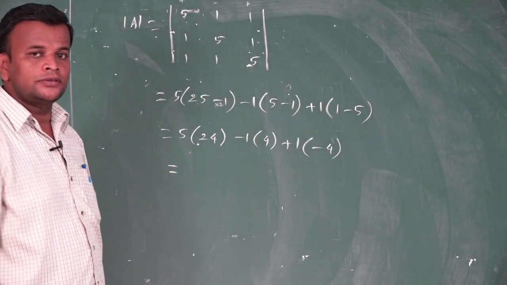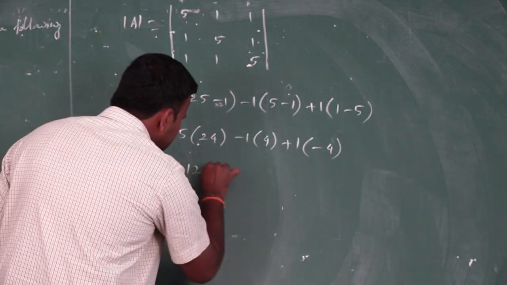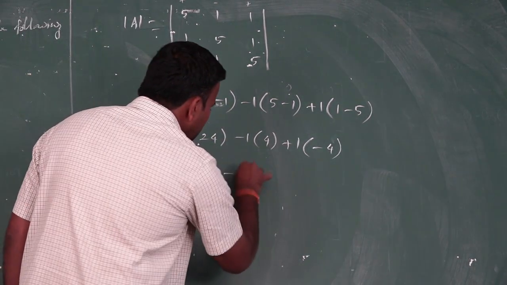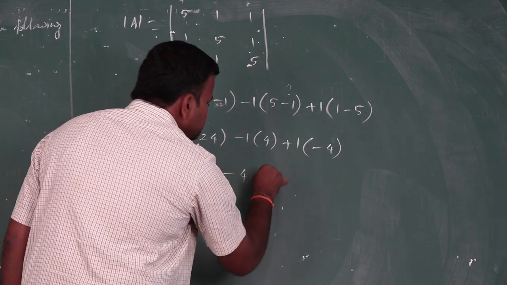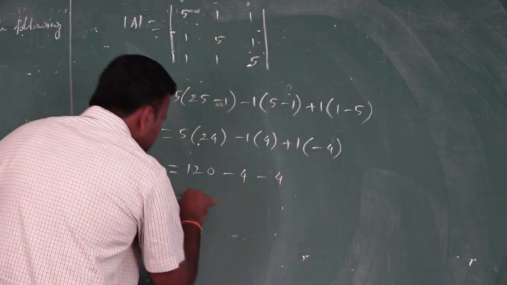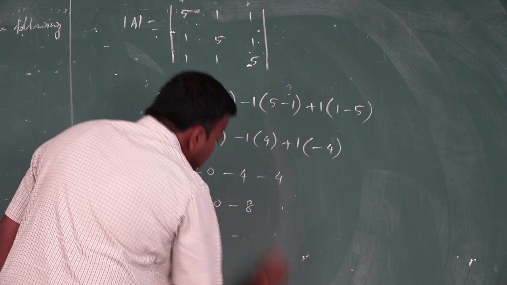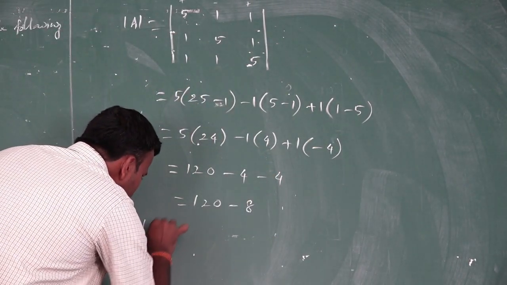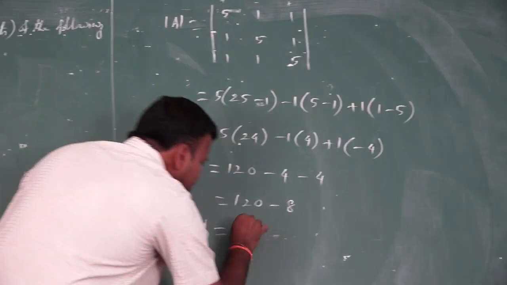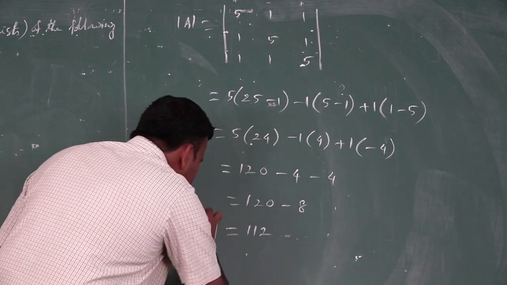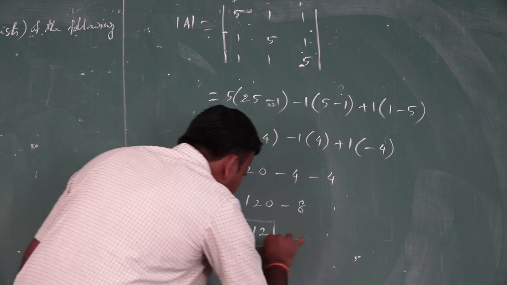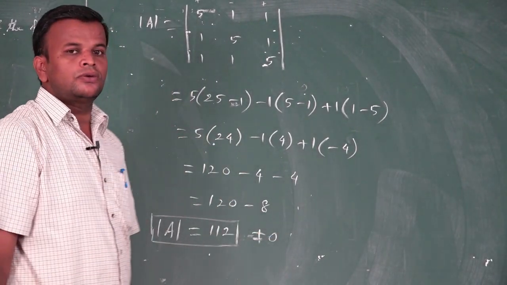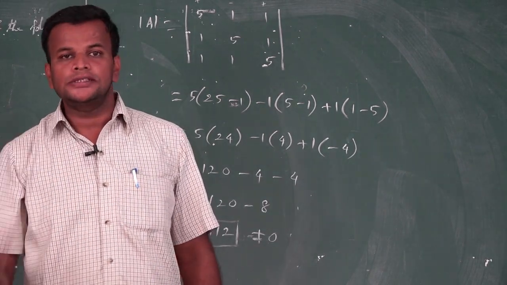5 times 24 is 120. Minus 4: 1 into minus 4 is again minus 4. 120 minus 8, since minus 4 into 2 is minus 8. So the determinant of A is 112. This value is not equal to 0. Therefore A inverse exists.